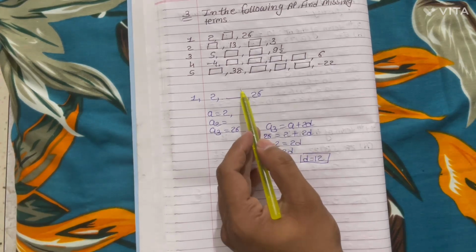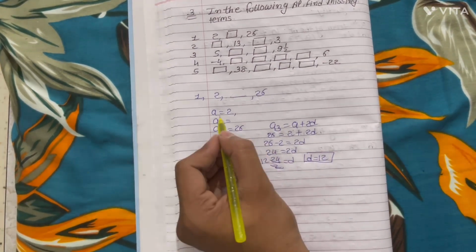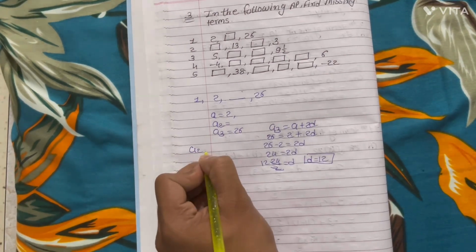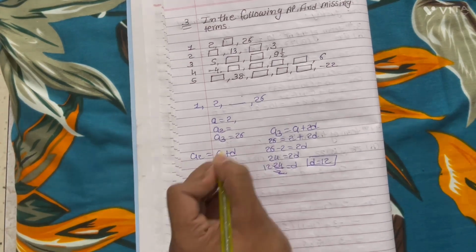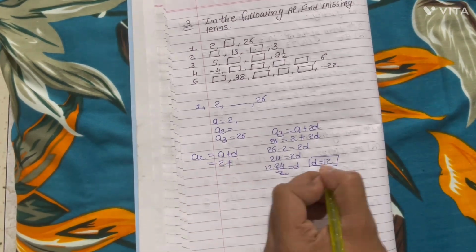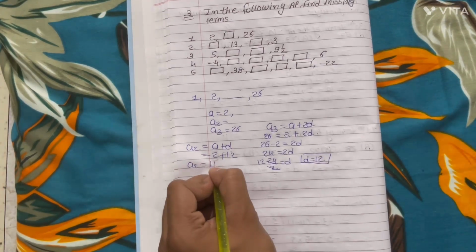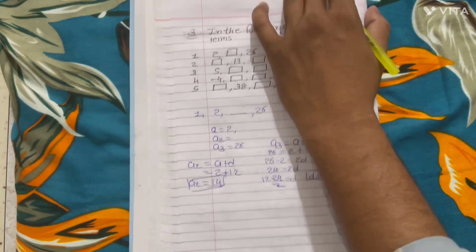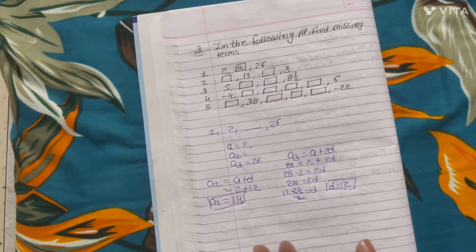So we have to find the second term. How can we find the second term? First we get a and d. Then, what is the equation of a2? a2 is equal to a plus d. The value of a is equal to 2, d is equal to 12. Then we get a2 is equal to 14. Okay, this is the first question. We have got the value of a2 is equal to 14.